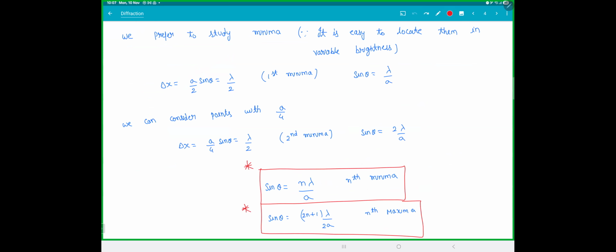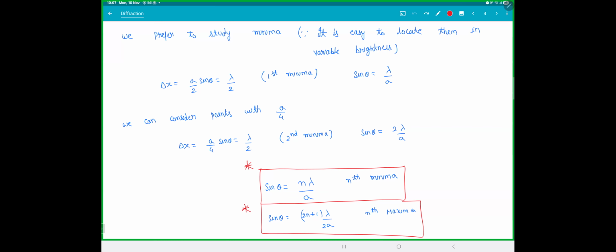Clear with this? This is your second important formula. You get straightforward questions again. In a single slit experiment, find the position of the first minima. Sin theta is equal to n lambda by a. Direct questions. They really don't ask anything more than that. This is the second question they can ask you.